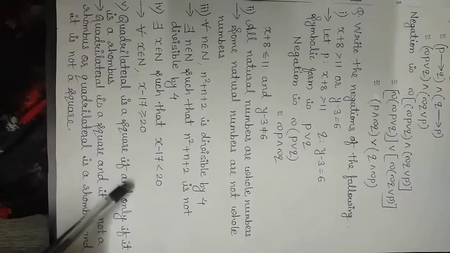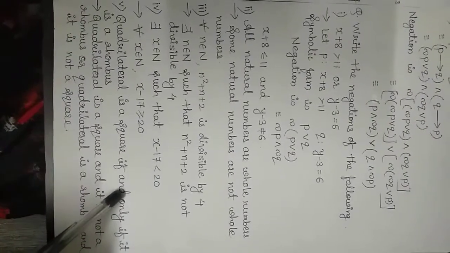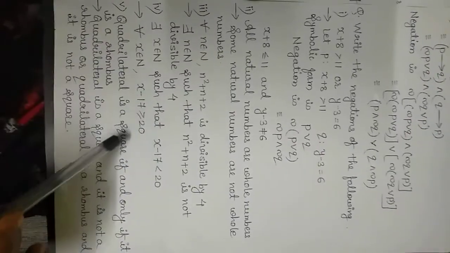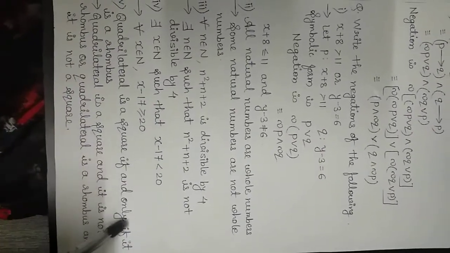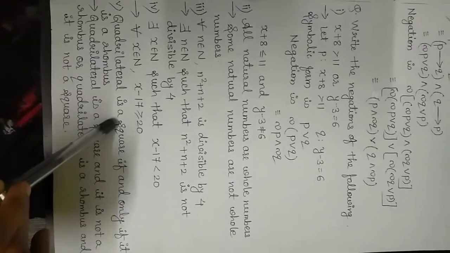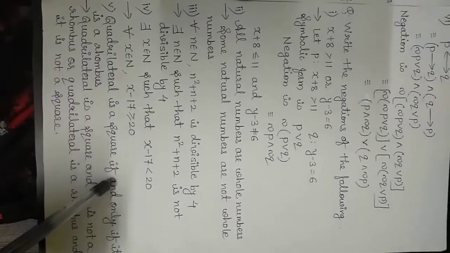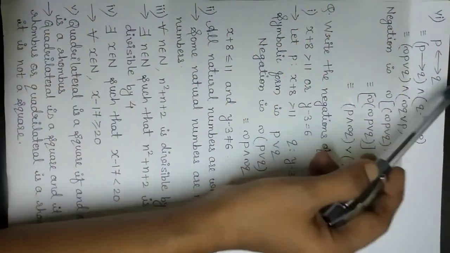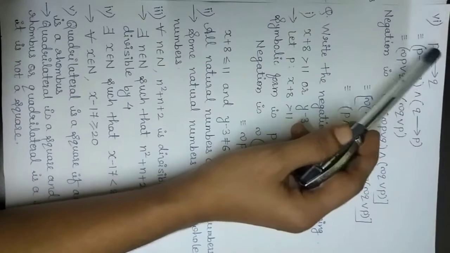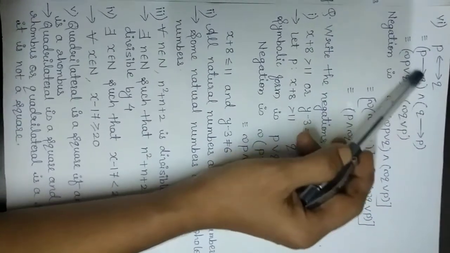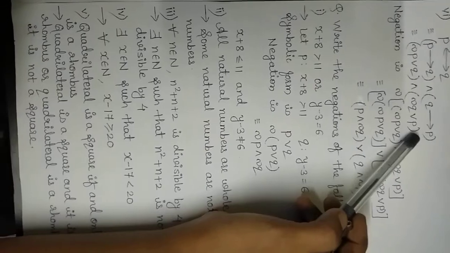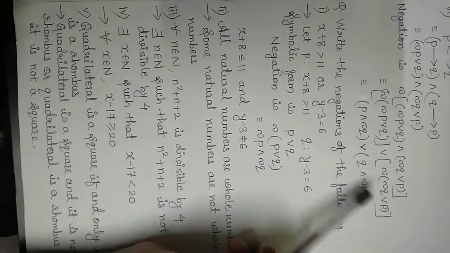Now one more statement: a quadrilateral is a square if and only if it is a rhombus. If you observe carefully, this is a statement of double implication. If we consider P for quadrilateral is a square and Q for quadrilateral is a rhombus, then our symbolic form will be P double implies Q. We already know that when P double implies Q is given, first we write that double implication in the form of conditional statements, that is implication. Then we write the equivalent statement for that, and after converting into the equivalent statement, we apply the negation.